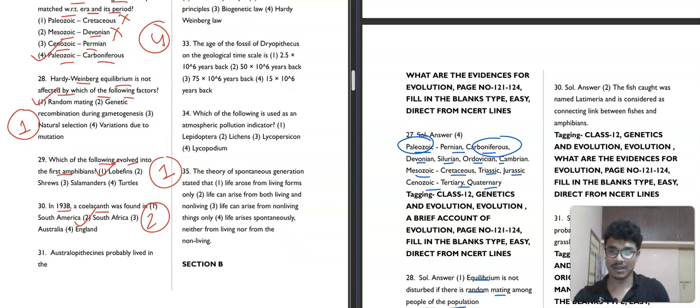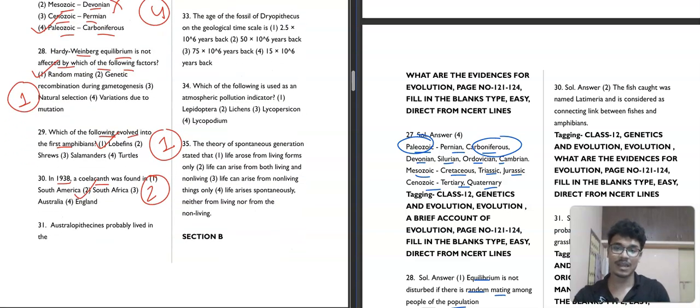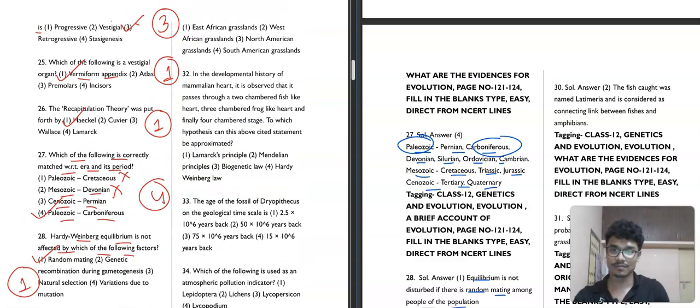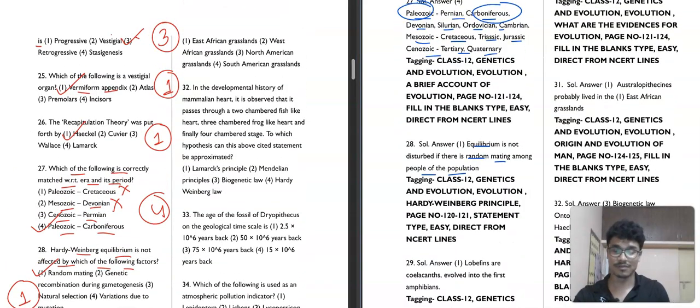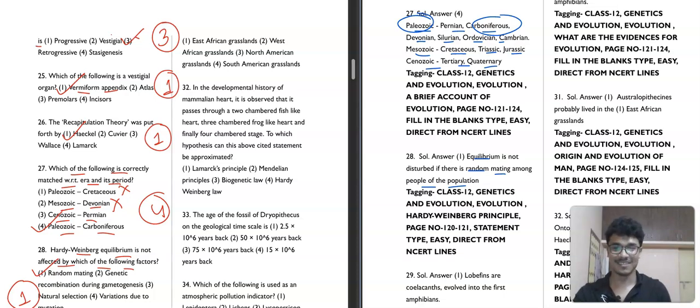Then question number 31. It is saying that Australopithecus probably lived in the, and they want to know their locations from you. East African grassland, West African grassland, North American grassland, South American grassland. These questions are very confusing. You know that they lived in, suppose, Africa, but was it East or West? You can't remember at the time of giving the exam. Otherwise this question is very easy. So they basically probably lived in East African grassland. So first option will be the correct answer.